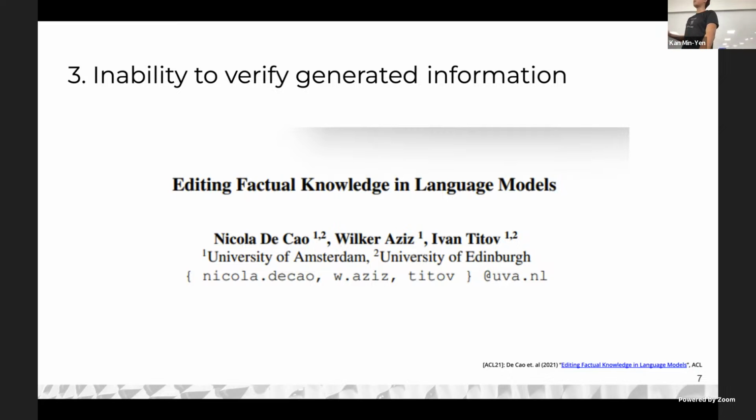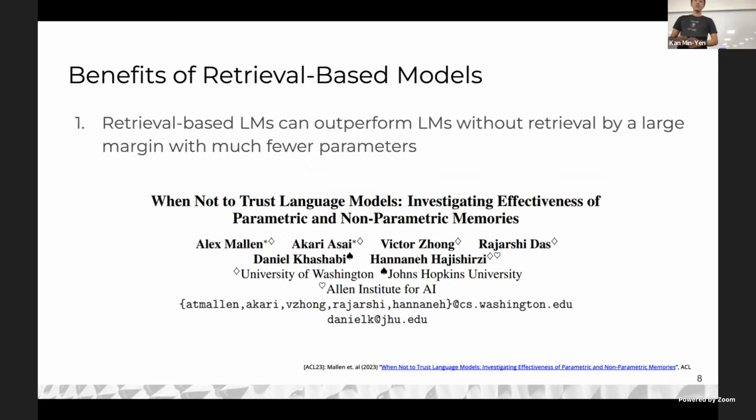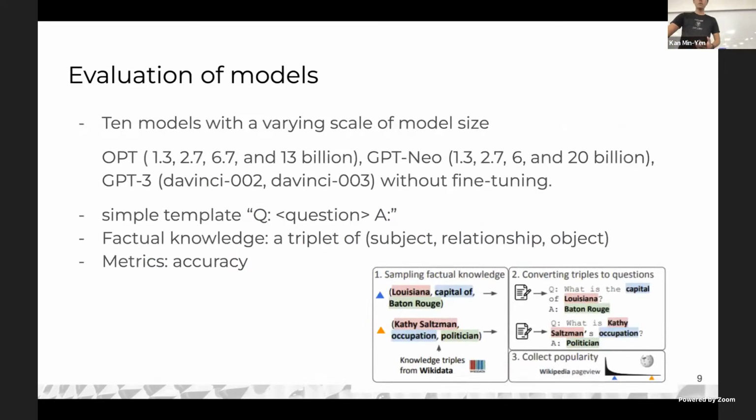So there are a lot of benefits, but I'll just cover 2 papers today. The first is that retrieval-based LMs can outperform LMs without retrieval by a large margin with much fewer parameters. And I'll present this paper by Marlon et al. They evaluated 10 models with varying scale and size, OPT, GPT-Neo, and GPT-3, against a simple template of question and answering. They defined factual knowledge as a triplet of subject, relationship, and object.